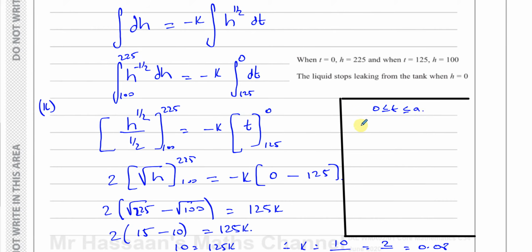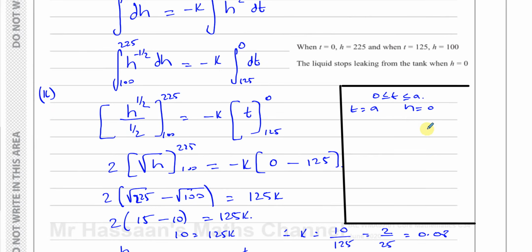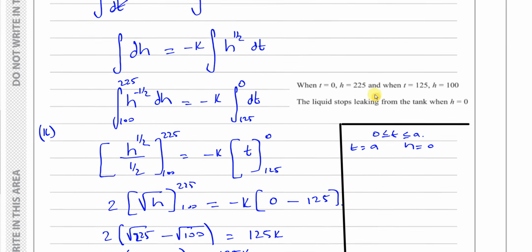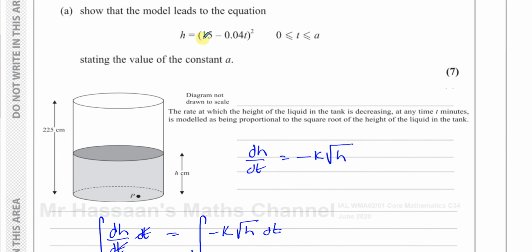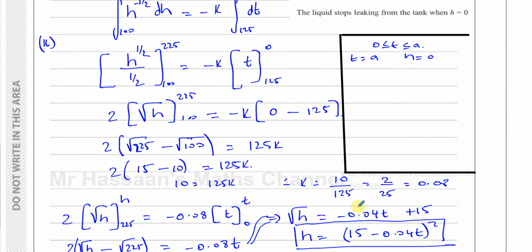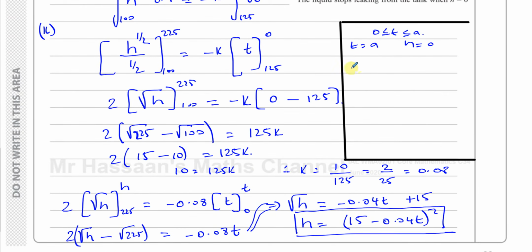Now we know that t is equal to a when h is equal to 0. When h becomes 0, that's when you reach the maximum time, the time for it to empty out. It empties out when h is 0. So if I take the equation we just formed and put h as 0, I say 0 equals 15 minus 0.04t all squared. I can take the square root of both sides, in which case 0 equals 15 minus 0.04 times t.